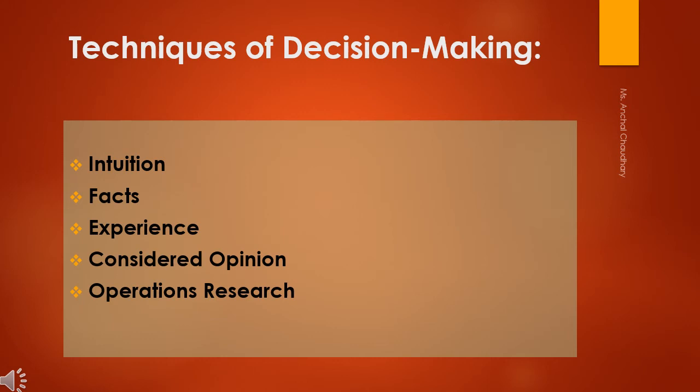Next is operations research. When you have some particular information with you, when you have a particular problem with you, on the basis of that you go for some research based on statistical data, historical data. So you are researching that particular problem, and based on that research, your decision is being made. So that is your operations research.